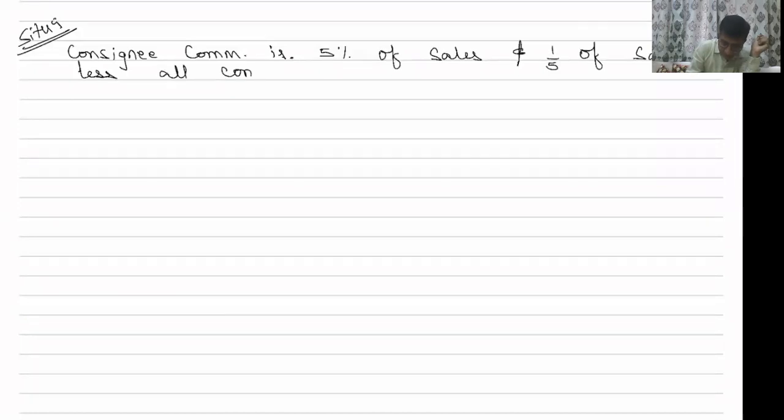Consignee commission is 5% of sales, not sales at invoice value. And 1/5 of sales less all commission exceeding invoice value. In the previous one it was less normal commission exceeding invoice value.